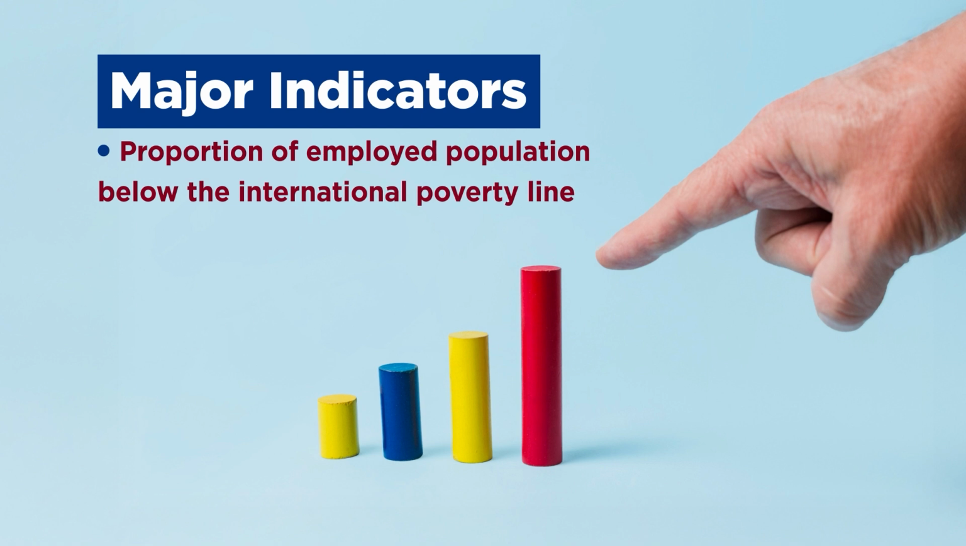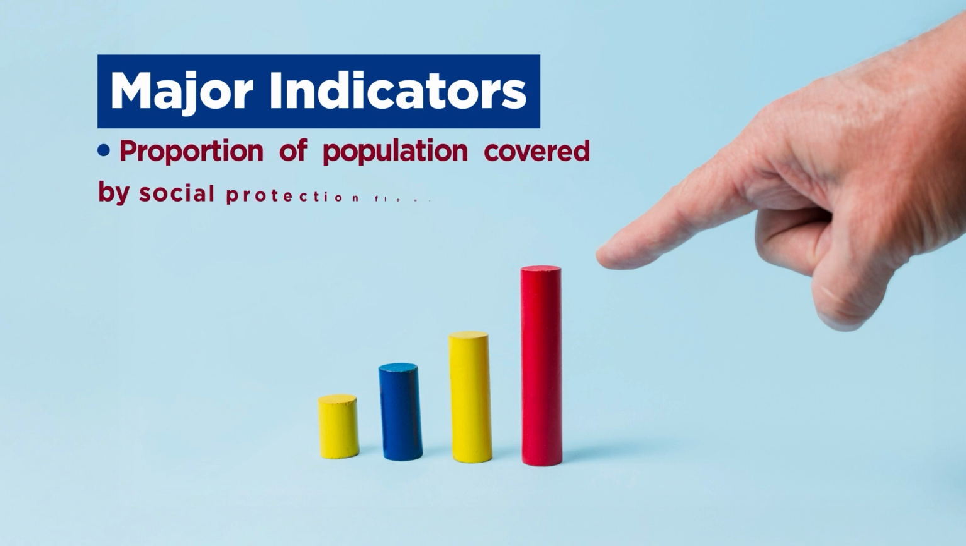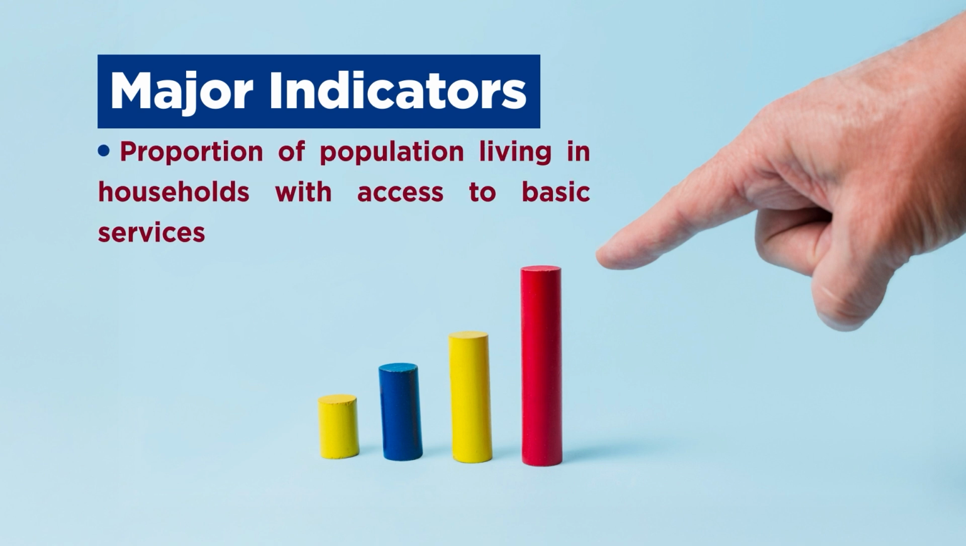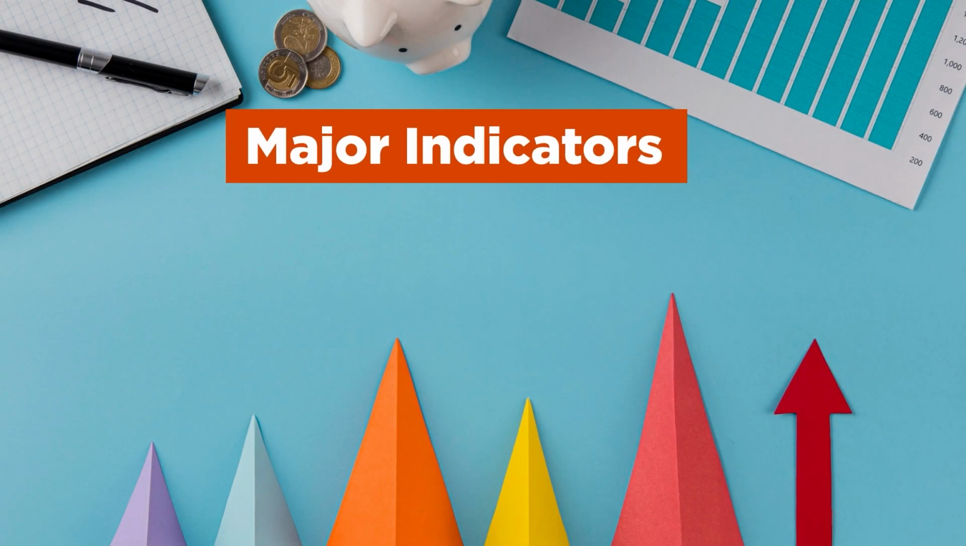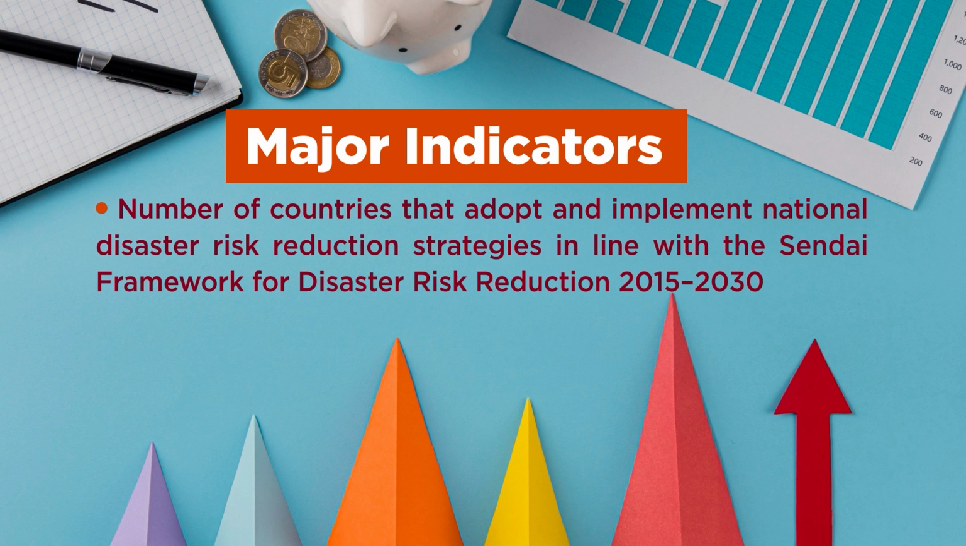When you look at the local level, then another indicator is the proportion of employed population below the international poverty line. Then the proportion of population covered by social protection floors or systems. Then the proportion of population living in households with access to basic services. When you look into global indicators, there is the number of countries that adopt and implement national disaster risk reduction strategies in line with the Sendai Framework for Disaster Risk Reduction 2015 to 2030.